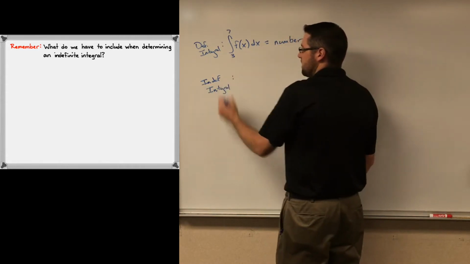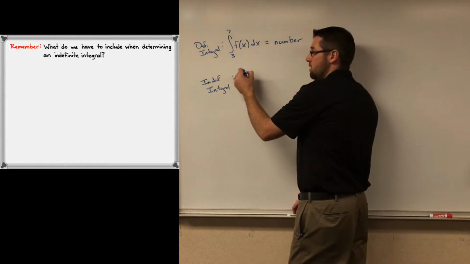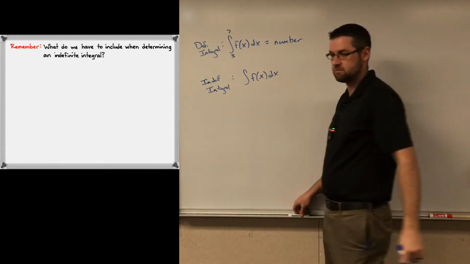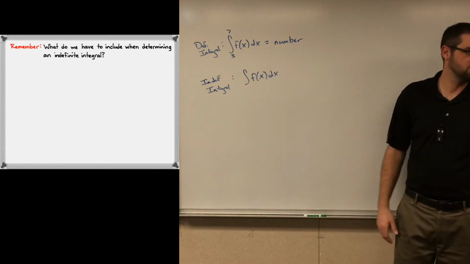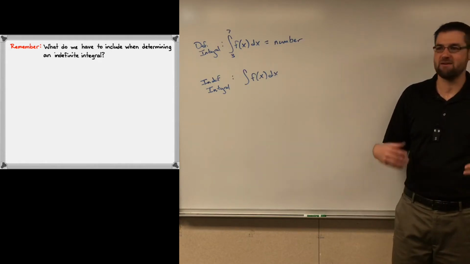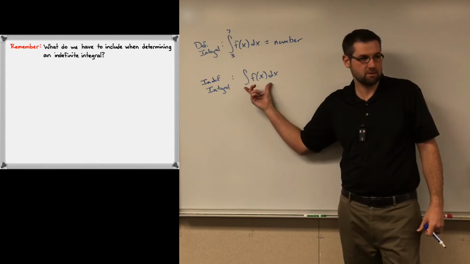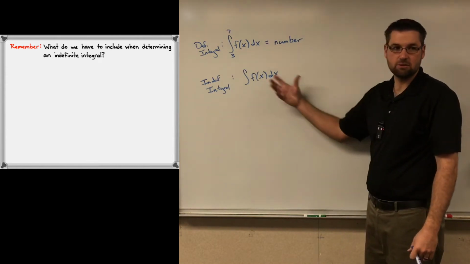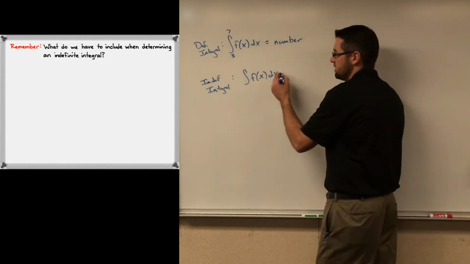If I want an indefinite integral, what's the difference between indefinite and definite? You've seen it on Khan Academy. There's no what? There's no limits, right? So there's nothing to plug into. We can't find a numeric value. We can't find an area under the curve. What does this mean? What's another way of saying the integral of a function? Antiderivative. That's all this is.